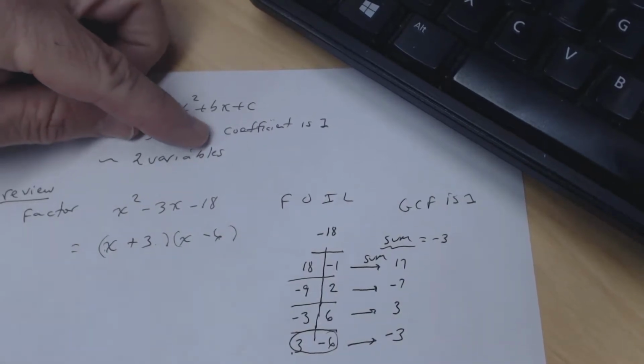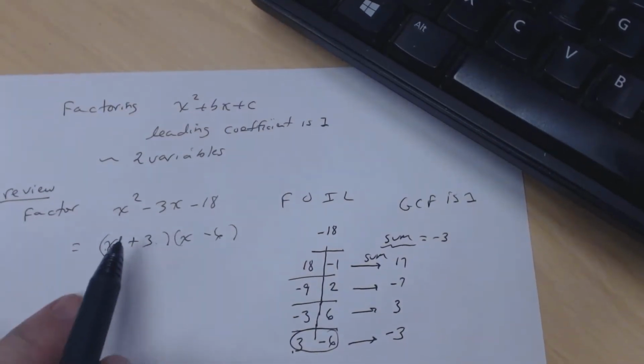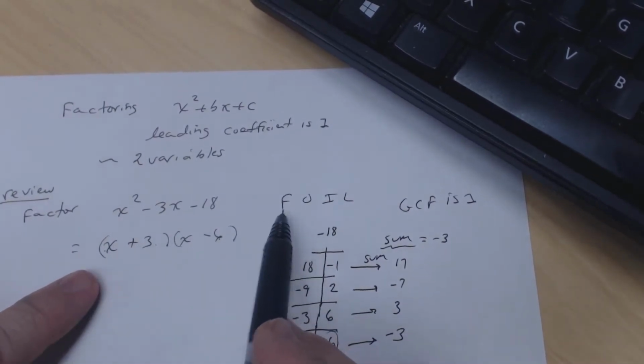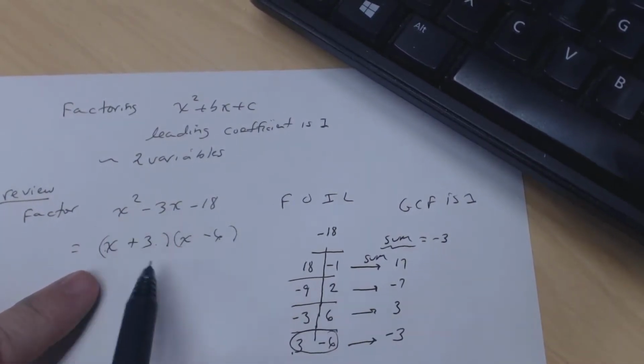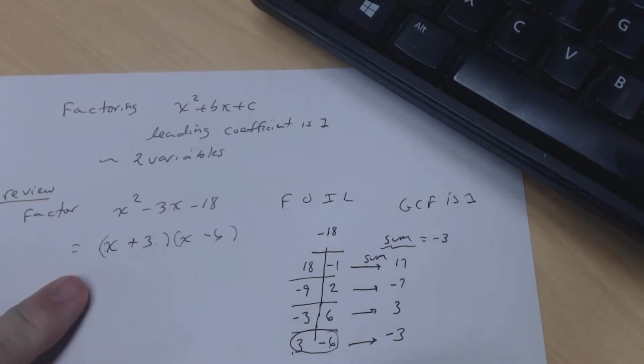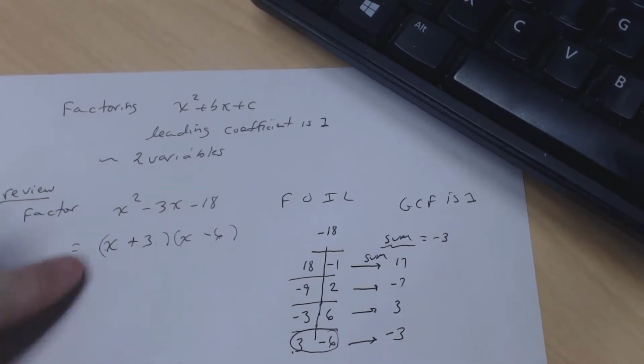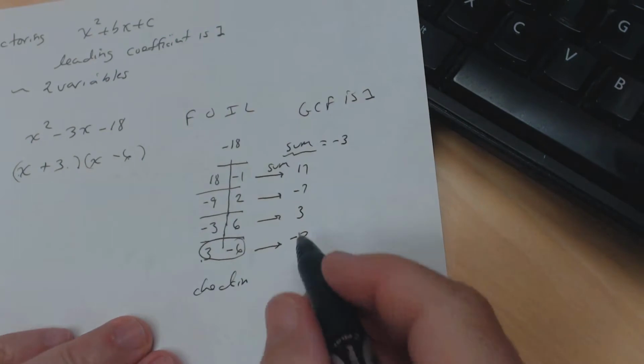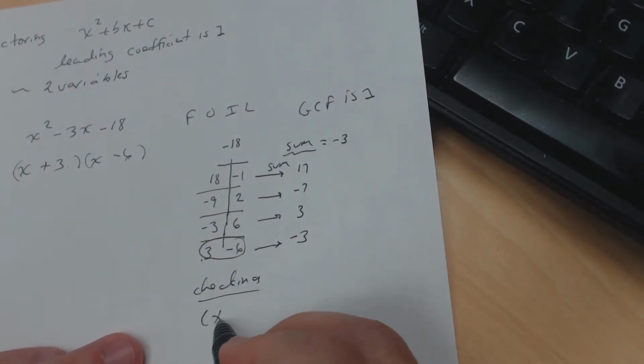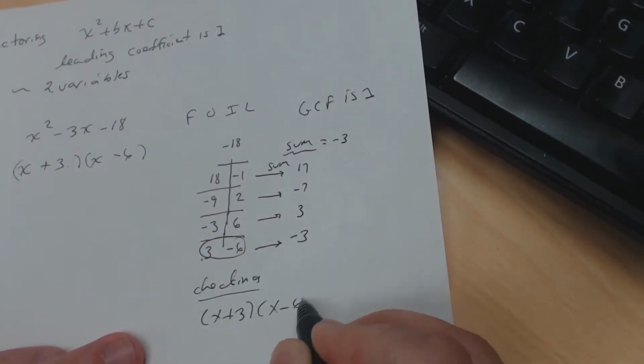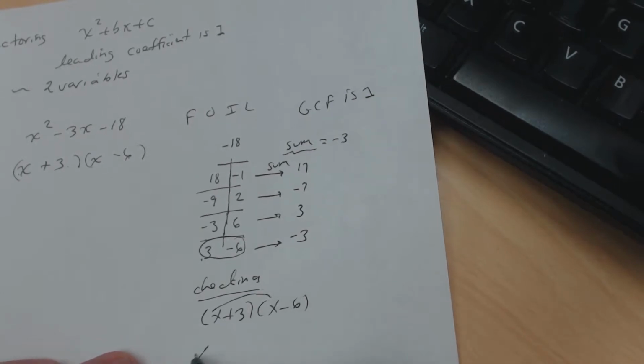Okay? Now let's check ourselves. Always check. Let's do the FOIL. x times x is x squared. When I look at the outer, remember we're checking. So we're checking x plus 3 times x minus 6. This is the FOIL. X times x is x squared.